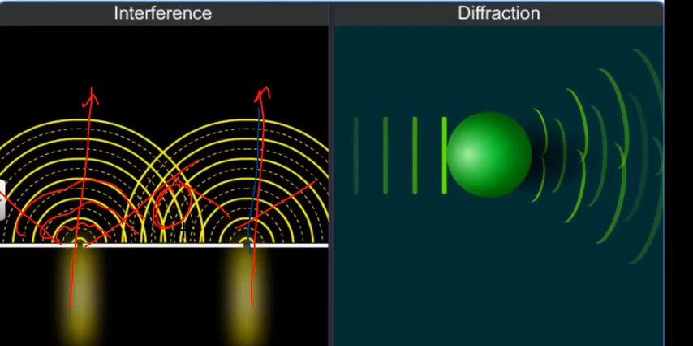Then diffraction, a similar thing. It is spreading like this at different angles. So that is explained by only wave nature.